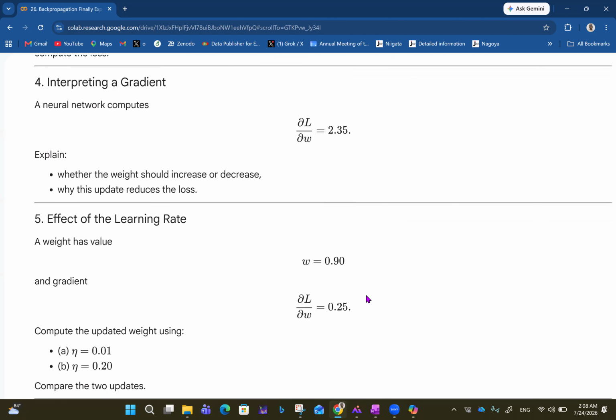Then for interpreting the gradient, a neural network computes dL/dw as 2.35. Explain whether the weight should increase or decrease. Of course, because dL/dw is 2.35, which is greater than 0, it means that increasing the weight will increase the loss. So in that case, you should reduce the weight. Why does this update reduce the loss? When you decrease the weight, the loss will also decrease, right?